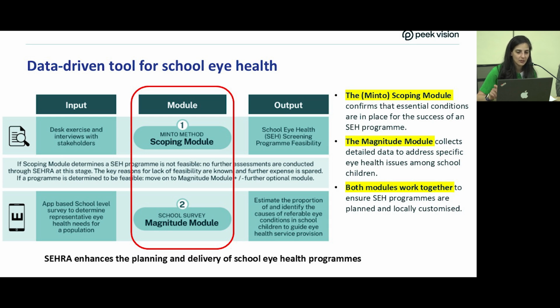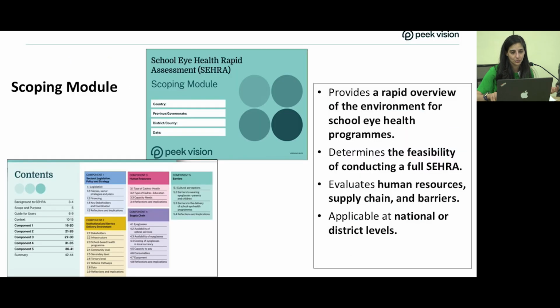This module is the first step you do. It confirms the essential conditions are in place before you start a school eye health program. I'll show you on the next slide what it contains. And then there's the magnitude module, which is the actual survey part. What that does is collect detailed data to address the specific eye health needs among children. And then you put them together and you have the whole tool.